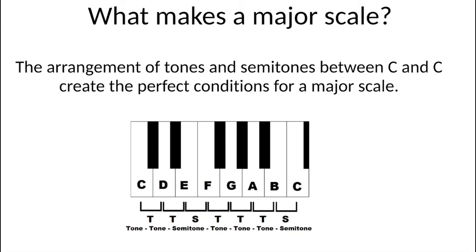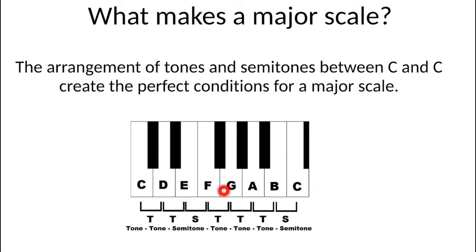So if we look, for example, between a C and a D, we can see it's a tone because there's a note in between. If there were no note in between, that would be a semitone. We need a tone here between the first 2 notes. And then between a D and an E, another tone, because there's a note in between. But look at this one here, between E and F, there's no note in between, so that's a semitone.